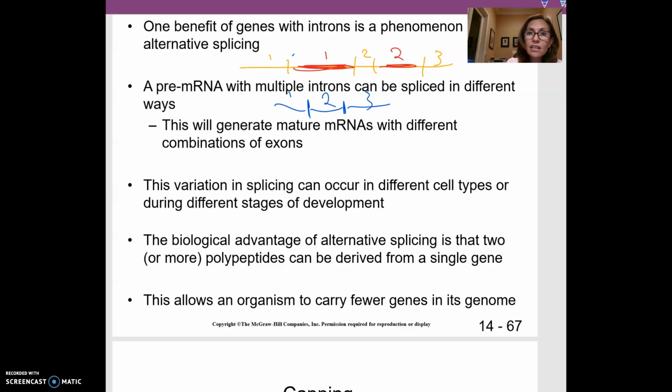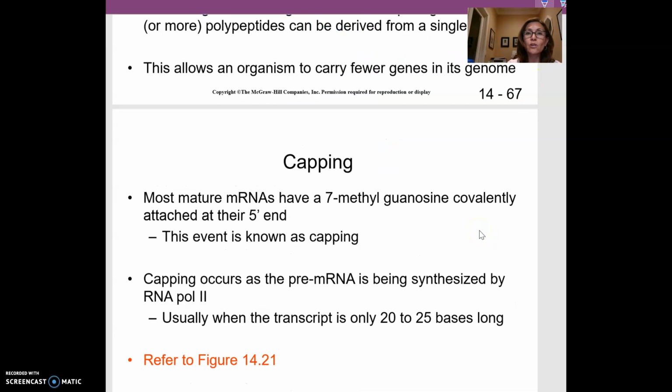But now let's say this whole region here gets spliced. In other words, you lose exon number 2. Then you're going to have exons 1 and 3 put together, and that's going to give you a different protein because you're missing that intervening information. So this gives you the opportunity to generate different protein sequences based on different messenger RNA sequences that go all the way back to this alternate form of splicing. And believe it or not, this happens more often than you would think. This allows an organism to carry fewer genes in its genome. It lightens up the genome.